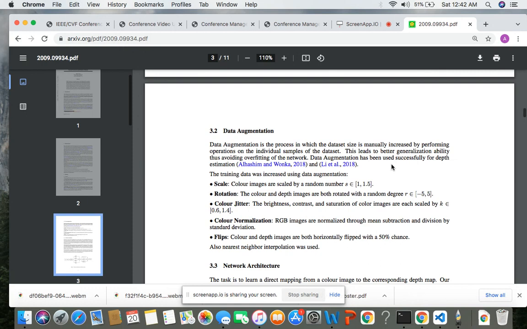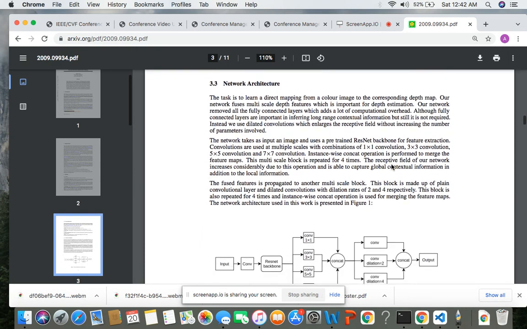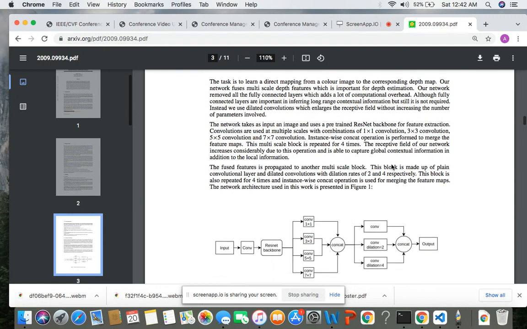So as an overview, we first perform data augmentation to increase the size of the data set. Some of the operations performed here are scaling, rotation, color jitter, color normalization, and flips. Briefly going over the network, we feed an input to a network, which is propagated to a convolutional block, and then to a backbone made up of ResNet architecture, residual networks. We employ the multi-scale concept here with different kinds of convolutions like 1 by 1, 3 by 3, 5 by 5, and 7 by 7 convolution. We use the concat operator to merge the features from all the four individual blocks.